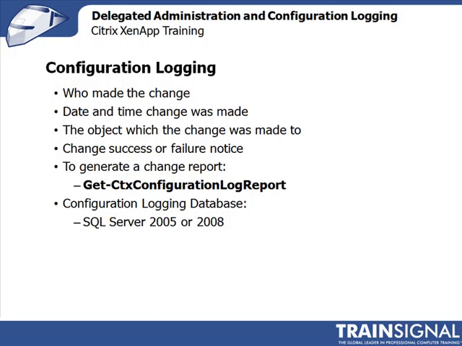The configuration logging database, as we've spoken about earlier, is a mechanism by which you can log all of the different tasks that are made inside of your Citrix farm. For example, you can log who made the change, the date and time the change was made, the timestamp, and the object against which the change was made. Was it the servers, the applications, the content? Where was the change made? Was the change successful or a failure? Were you able to implement the change? Were you able to execute or not?